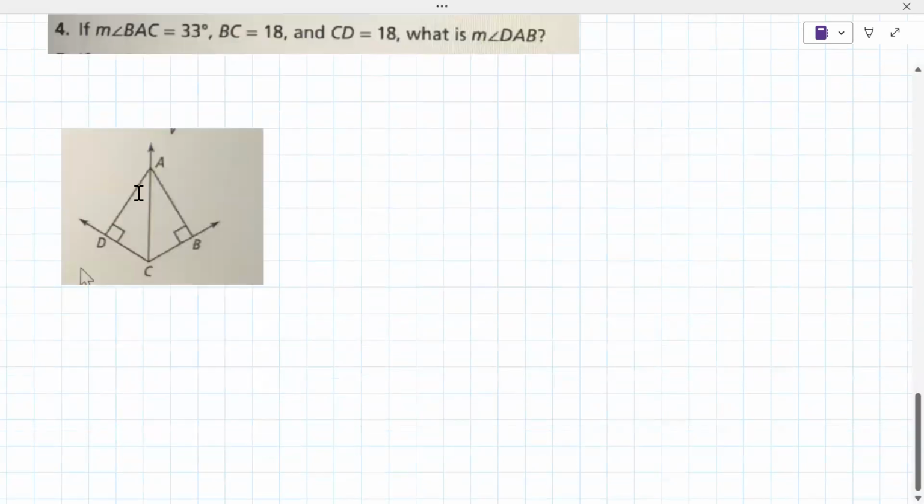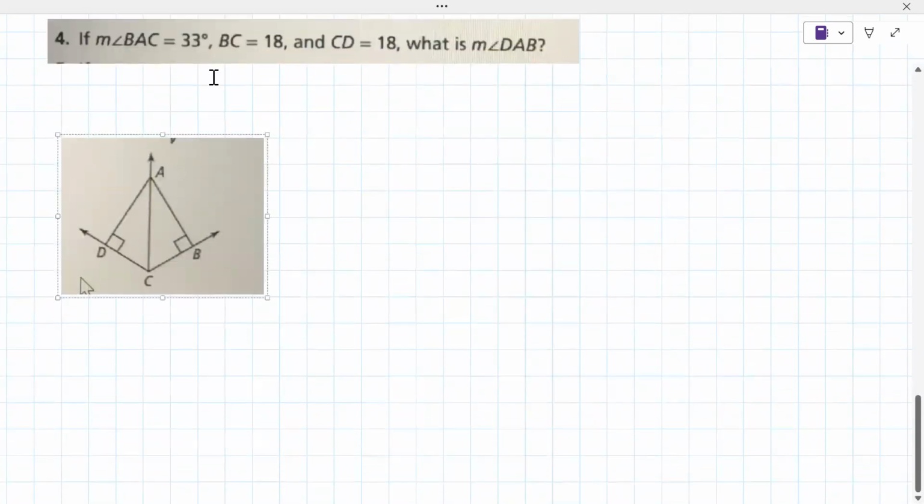All right, so here is the drawing here. So B to A to C is this one right up here. That's 33 degrees. BC is 18. CD is 18 as well. What is the measure of angle DAB?